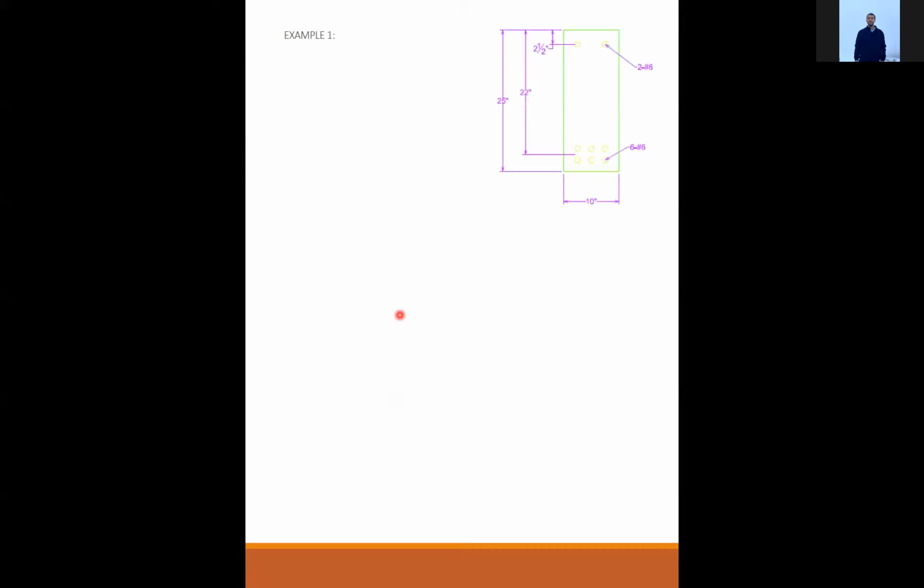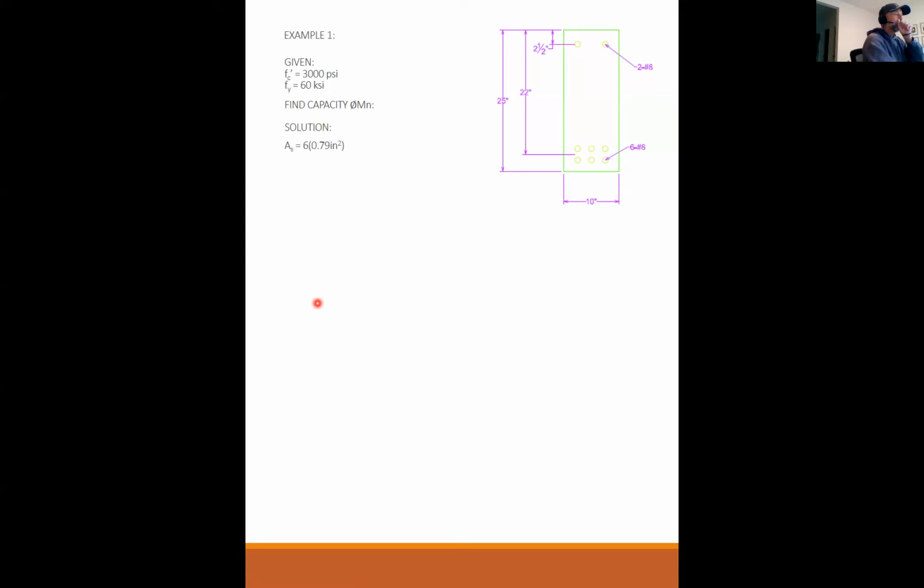Okay, so are we ready for an example? Yes, please. All right, so here's our beam. This is an analysis problem because everything has been pre-selected for you. You have 6 number 8s at the bottom, d is equal to 22 inches. You have 2 number 8s at the top, d prime is 2.5 inches, and b sub w is 10 inches wide. The concrete is 3,000 psi, the steel is 60 ksi, and what we want to find is our capacity phi Mn.